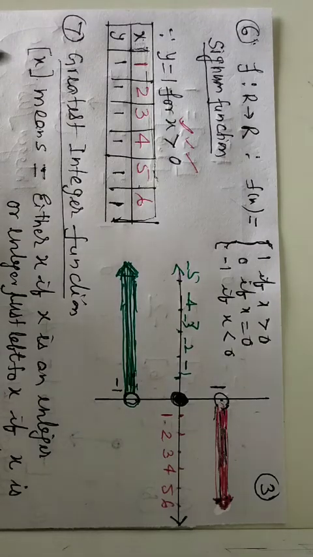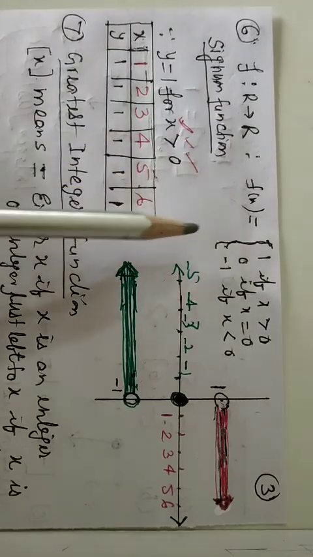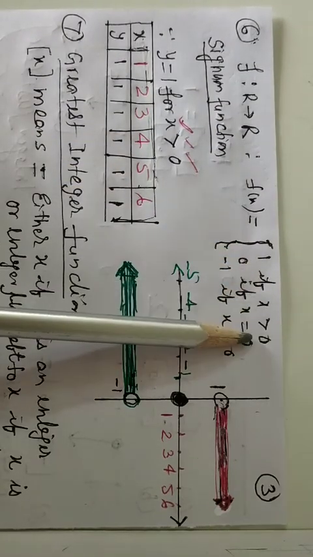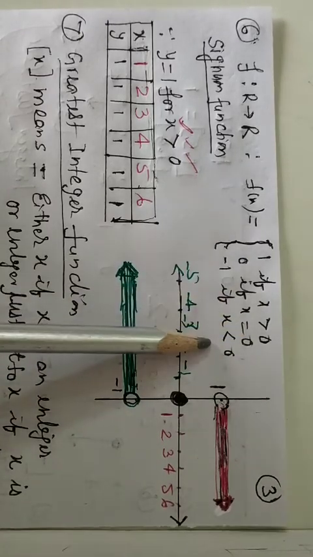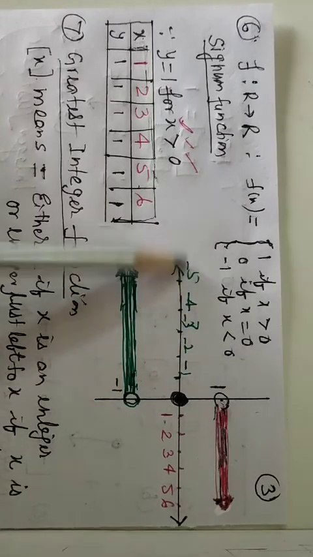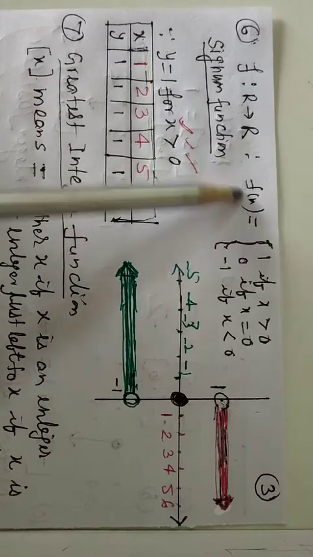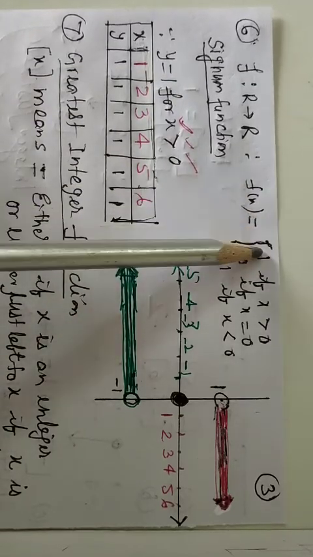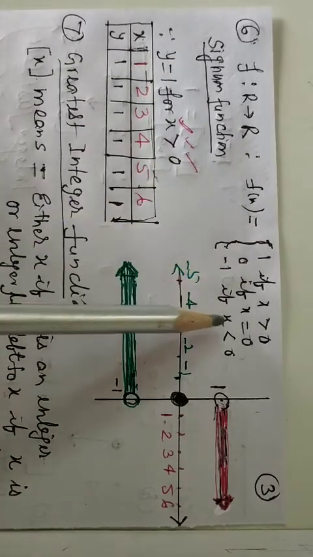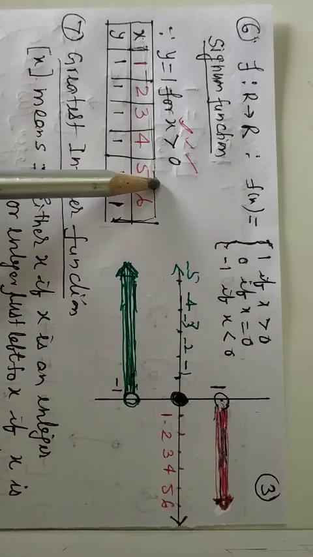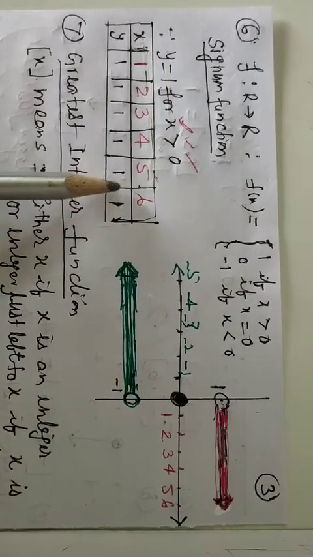Now the next function is the signum function. f is a function from real numbers to real numbers, and f(x) is equal to 1 if x is more than 0, 0 if x is equal to 0, and minus 1 if x is less than 0. Now just see the first case. f(x) is equal to 1 means y is equal to 1. Note it. It means y is equal to 1 for x more than 0. More than 0 means 1, 2, 3, 4, 5, 6 you can take, but y will be 1 always. So this graph will appear.